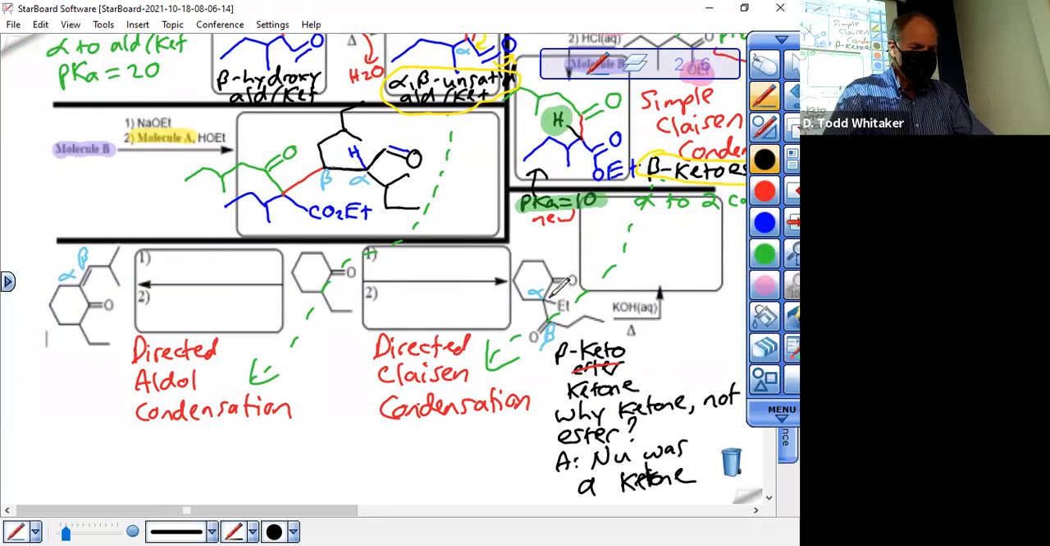How do you know you attacked an ester? Because the new bond is right here, and it's to a carbonyl. It's not to an alcohol. It's not got a double bond between alpha and beta. Those are the aldol things.